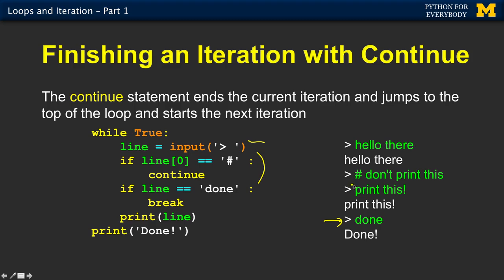And if we find a line like this one that has a pound sign as the first character, we skip back to the beginning of the loop. We go back down and do another input. So we don't print that line; it skips that. It's like skipping to the top of the loop, not skipping out of the loop. So break skips out of the loop, and continue skips to the top of the loop.